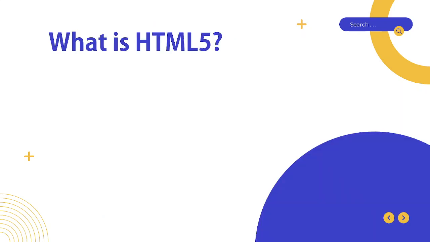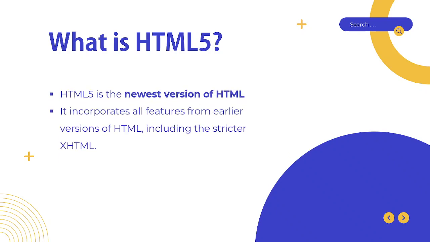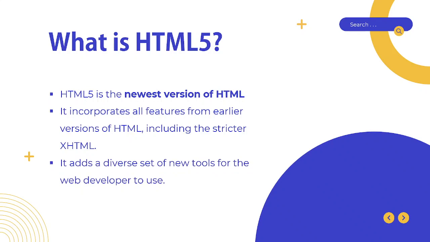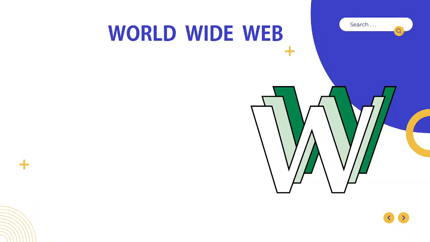Okay, let's proceed. So when we say HTML5, what is it? HTML5 is the newest version of HTML, and it incorporates all features from earlier versions of HTML, including the stricter XHTML. It adds a diverse set of new tools for the web developer to use. And this one is the icon of HTML5.